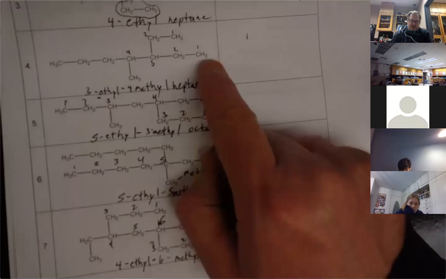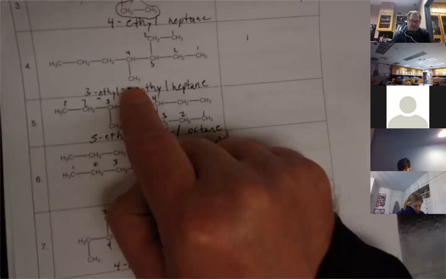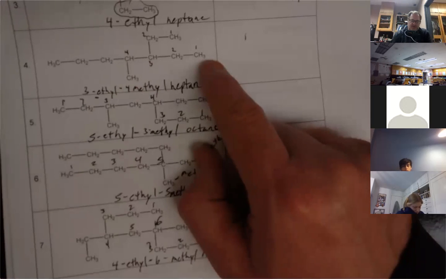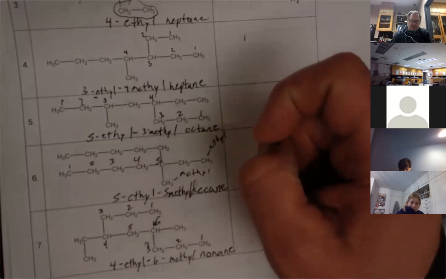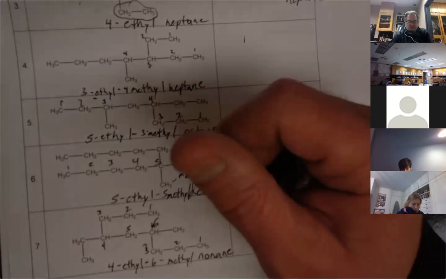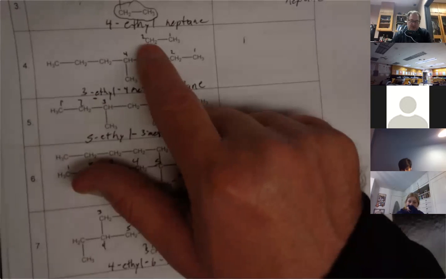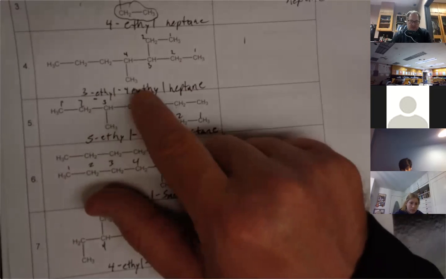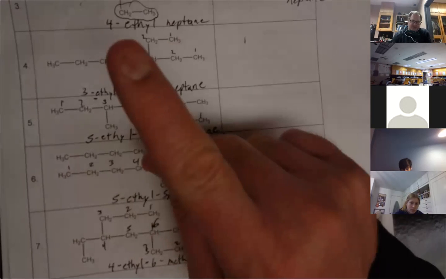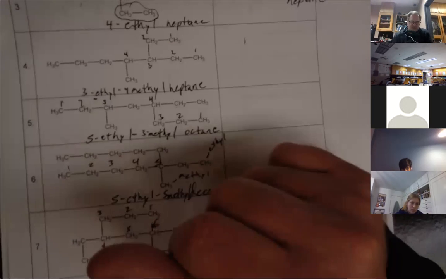If we number this way, we're going to get a 4 for the methyl. But if we number this way, we get a 3 for the ethyl. The 3 for the ethyl is a much better way to do it because they have the lowest number possible, and that's one of our requirements for when we do this. So there are 2 in the chain coming off of the 3rd carbon. There is 1 in the chain coming off of the 4th carbon. That's how we determine whether it's an ethyl or a methyl. Remember, meth is 1, eth is 2, prop is 3, so on and so forth.